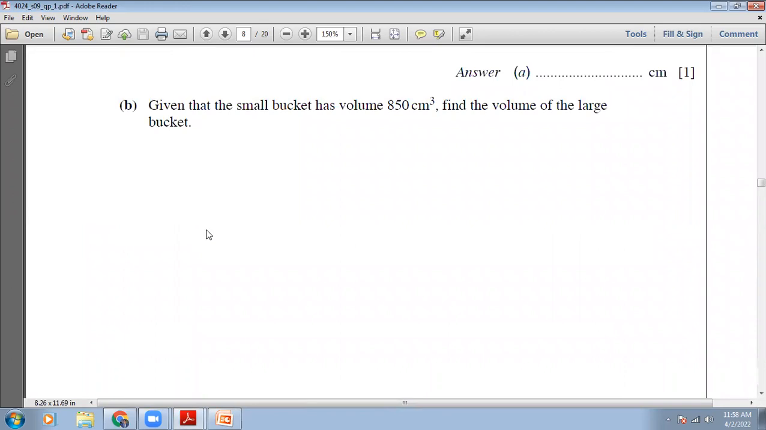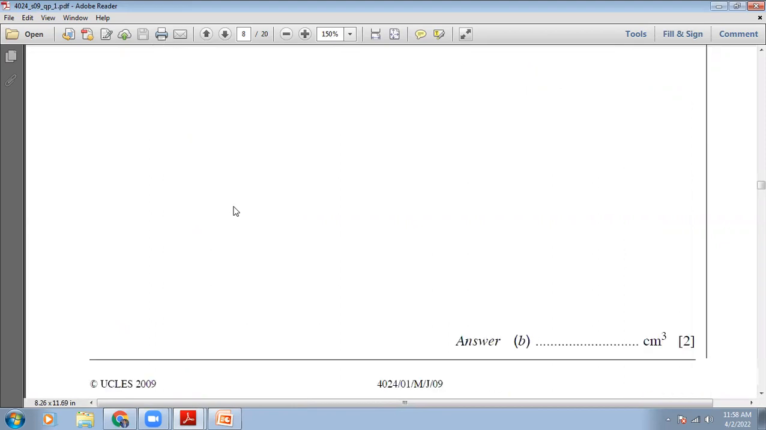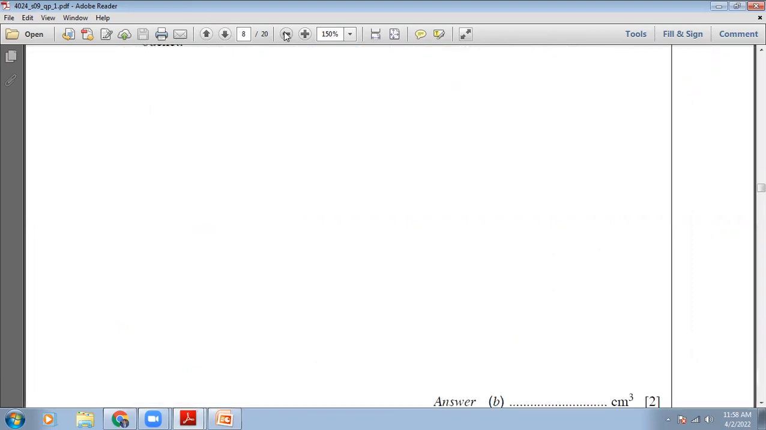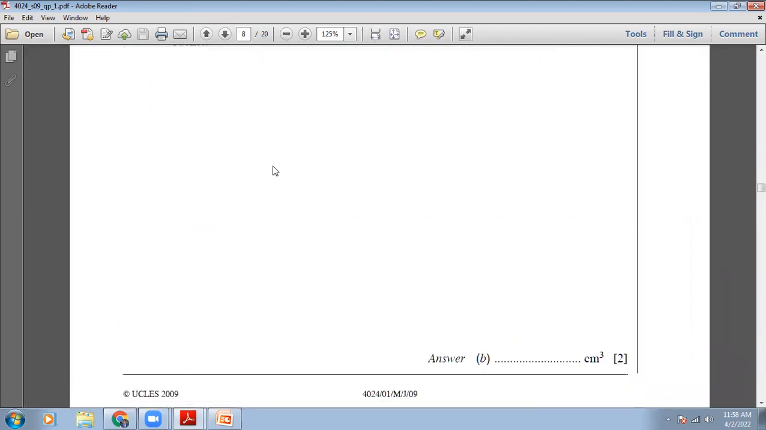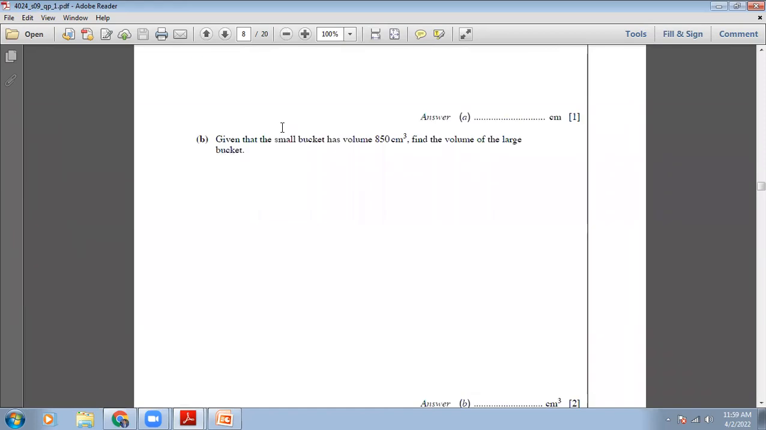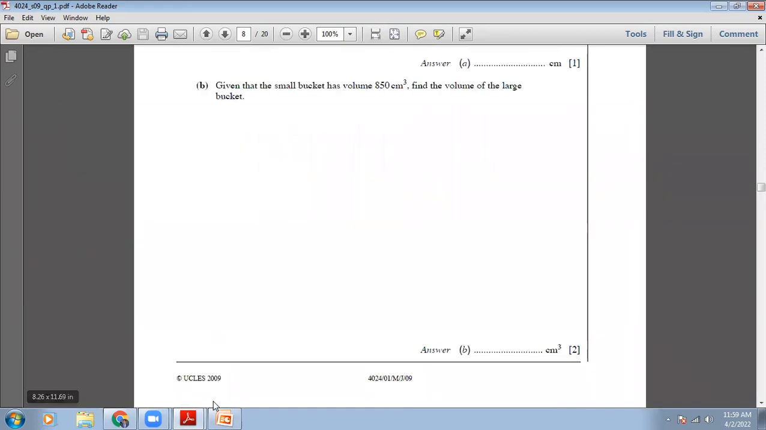Then he says, given that the small bucket has a volume 850 centimeter cube, find the volume of the large bucket. It's a 2 marks question. And let me show you the question together. It's not showing up fully. Okay, it's a 2 marks question.